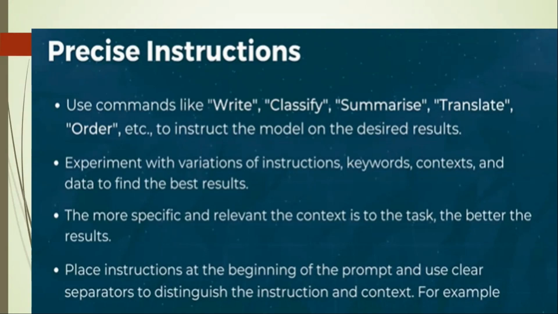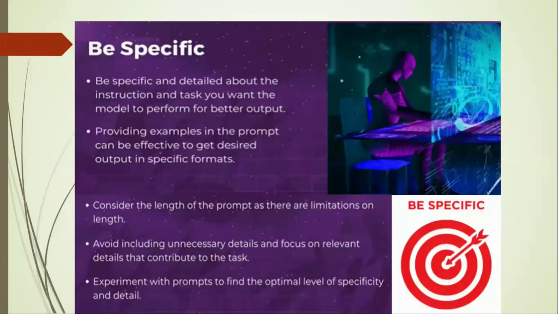Place the instruction at the beginning of the prompt and use clear separators to distinguish the instructions and context. For example, you are trying to get some particular output like 4 plus 4 equals 8, or 8 plus 8 equals 16. So you have to use the specific symbol like plus. Similarly, if you want to get some report, some result, you have to be very specific. So be specific is the keyword here. Be specific and detailed about the instructions and tasks you want the model to perform for better output.